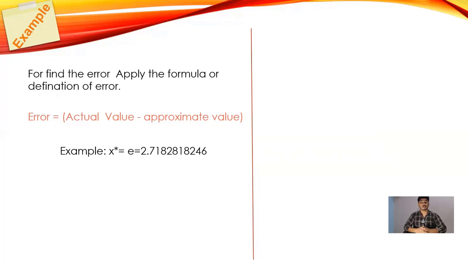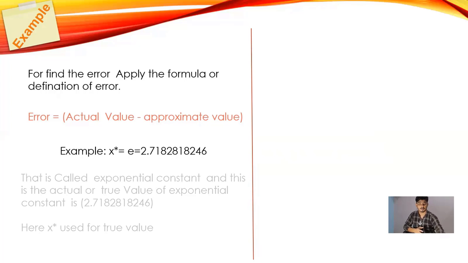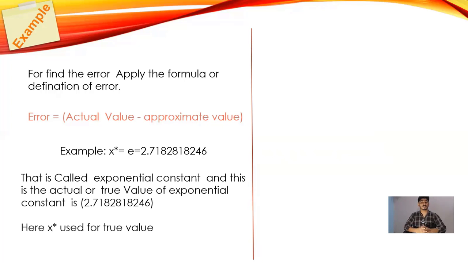X star is equal to E, which is equal to 2.7182818246. That is called the exponential constant, and this is the actual or true value of the exponential constant. So here X star is used for the true value.